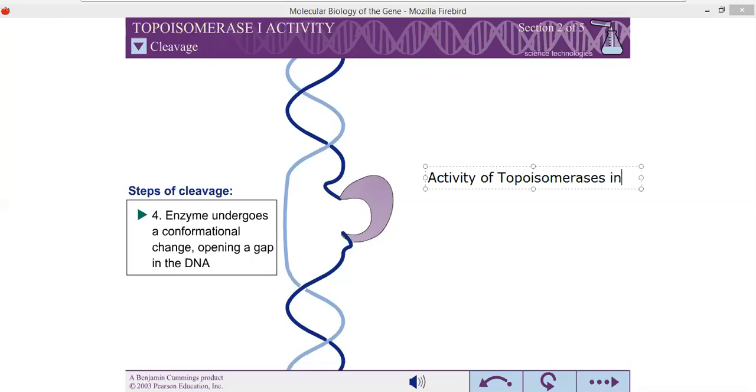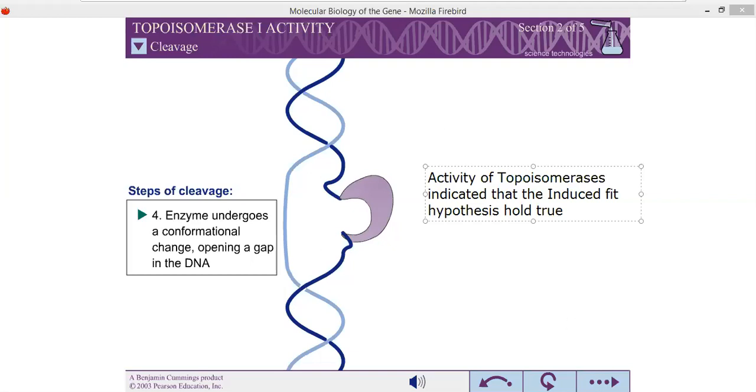Activity of topoisomerases indicates that the induced fit hypothesis holds true. Okay, because here there is a conformational change taking place within the structure of the topoisomerase, only then is the reaction going to take place and move forward. Okay, so now what we will have to visualize is how the reaction takes place.